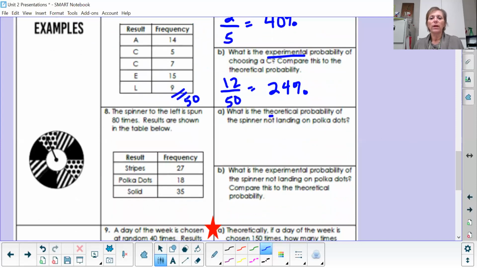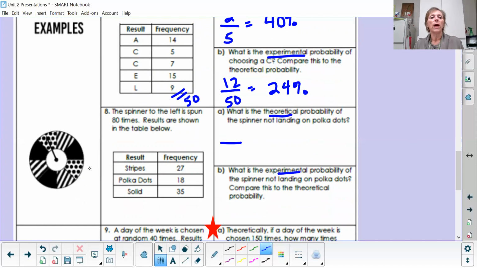Going on, different type of data. Again, we have that word theoretical, and we have the word experimental. So I'm just going to block this out of my mind. I'm not going to think about it. The spinner to the left is spun 80 times. Again, we're going to stop because that information goes with B. So let's draw a fraction bar, and we want to know the probability of not landing on polka dots.